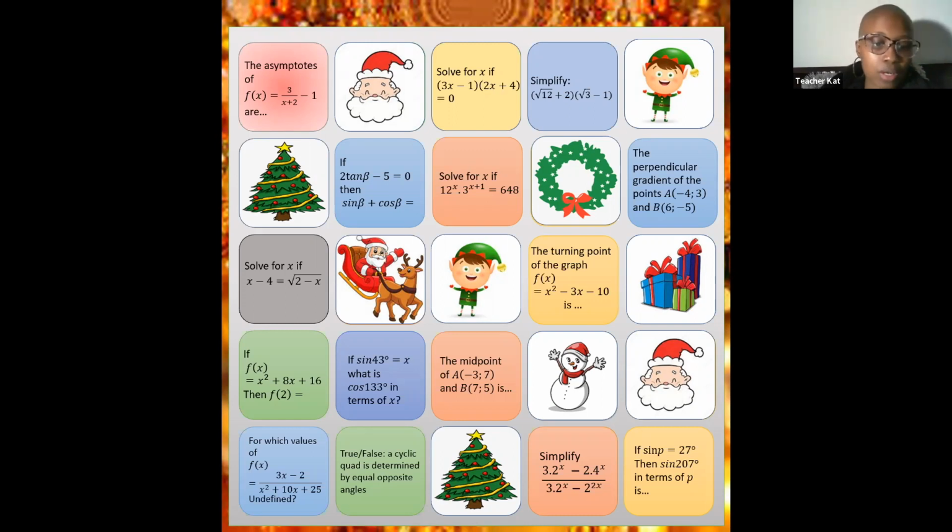Zanele is lost. We are doing the one at the bottom left, Zanele, the blue one, the one right at the bottom. For which values of x will f(x) equals (3x minus 2) over (x squared plus 10x plus 25) be undefined? Then Rona told us a very important piece of information and said a number is undefined when the denominator is equal to 0. You're welcome.